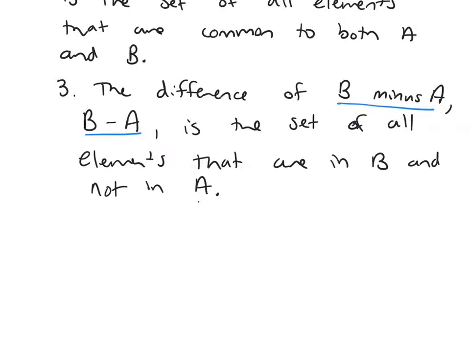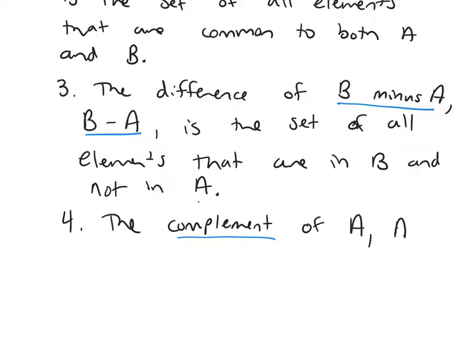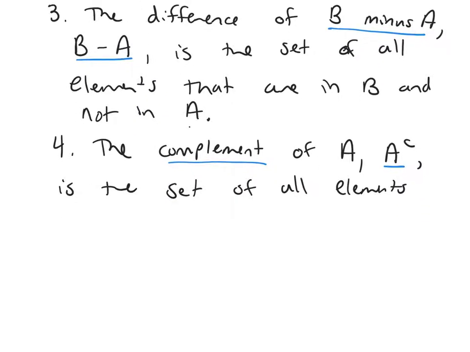And then finally the complement of A. And the way it's denoted is A with the C here. A complement is the set of all elements in your universal set U that are not in A.